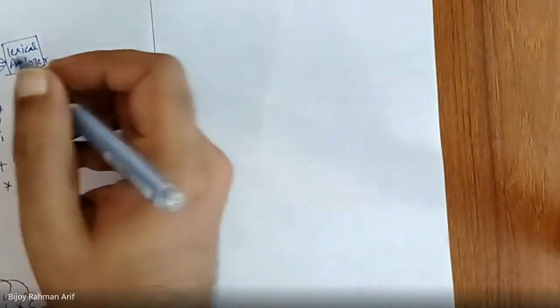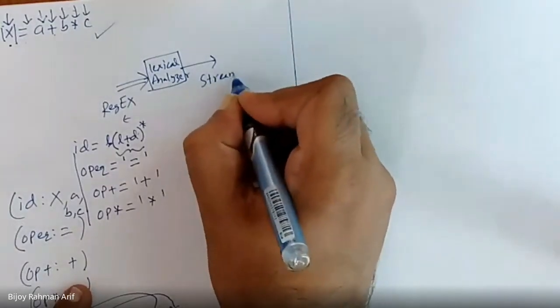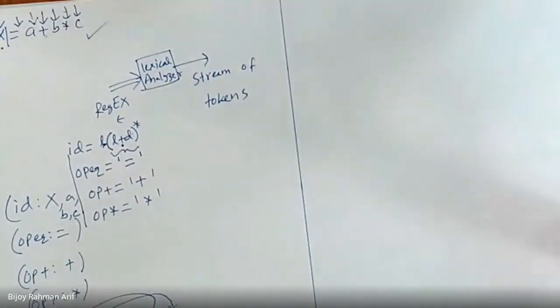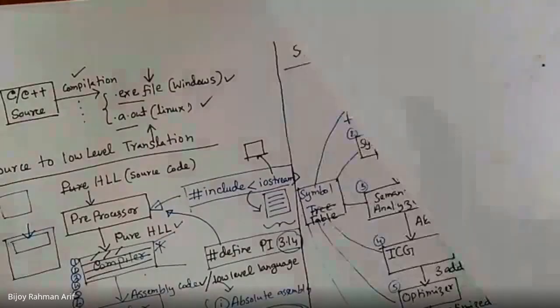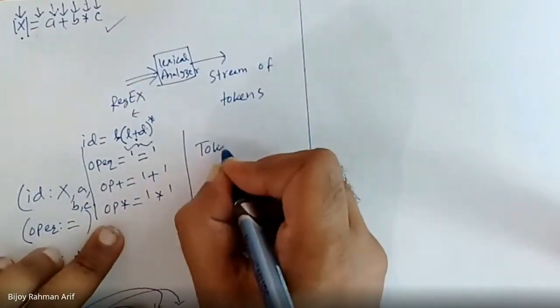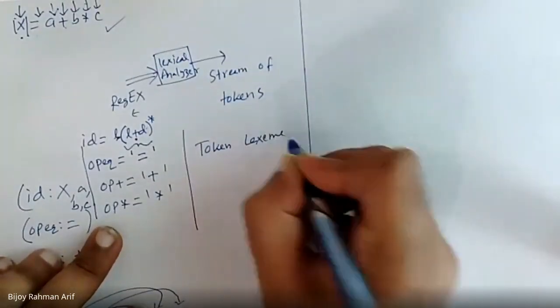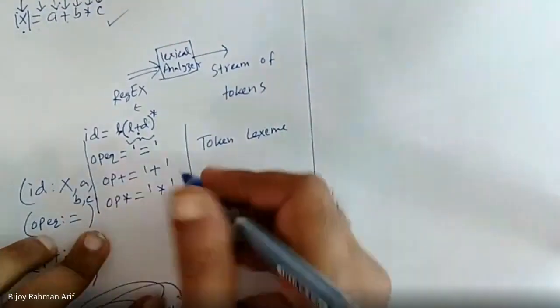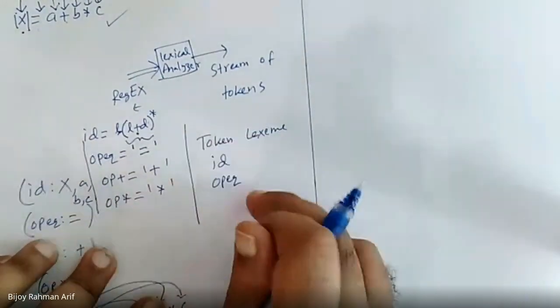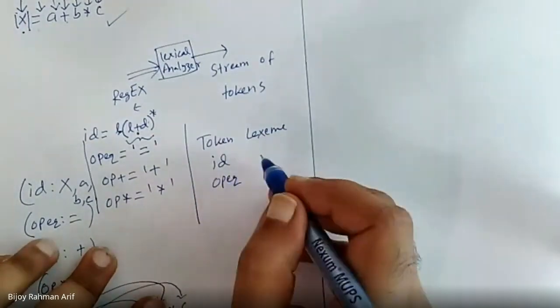After we are done with the lexical analysis part, it takes help from regular expression and then it creates actually the symbol table, it creates a stream of tokens. Here, two words you people should always listen for. One is called token, another one is called lexeme. What is the difference between token and lexeme? ID is a token and operator equal is a token, and any instance of the token is called lexeme.